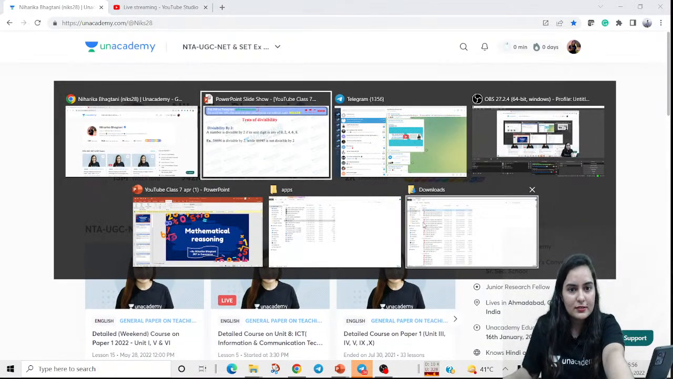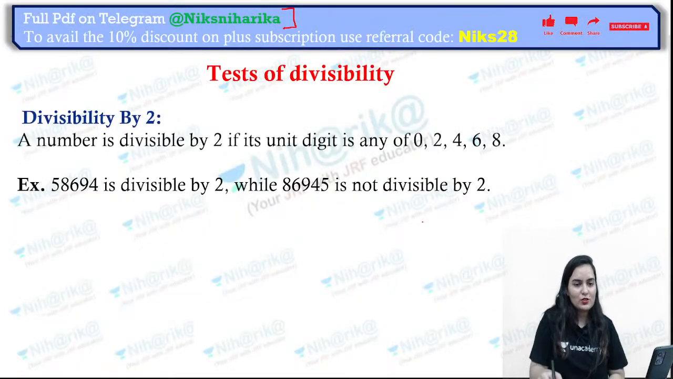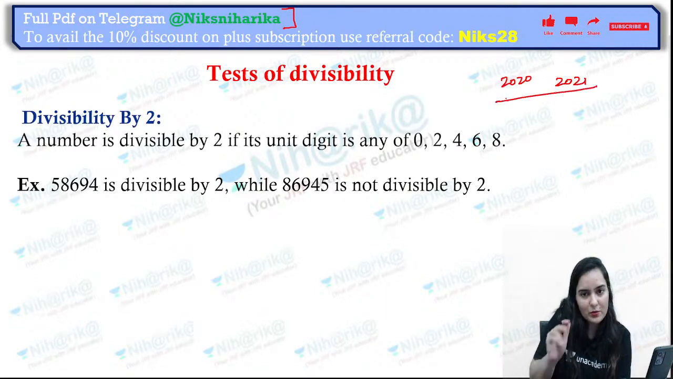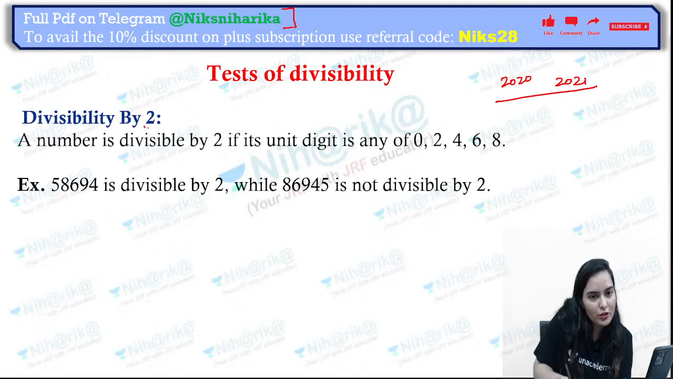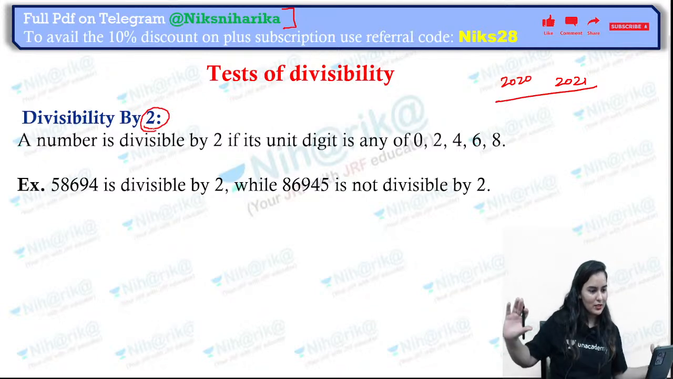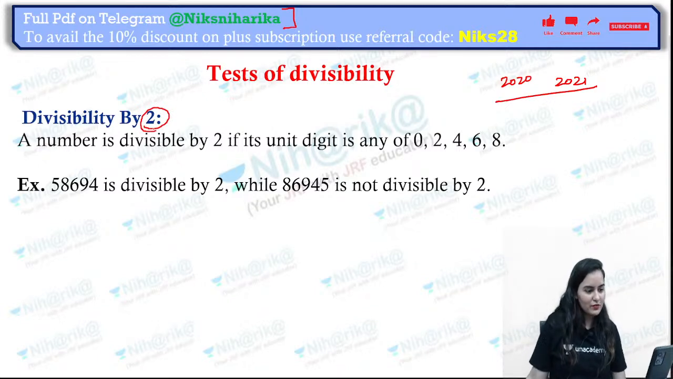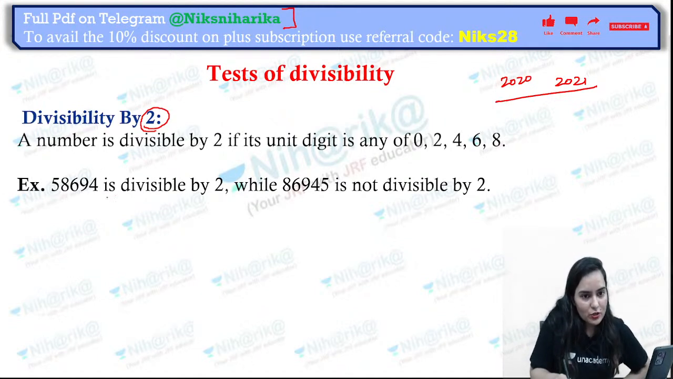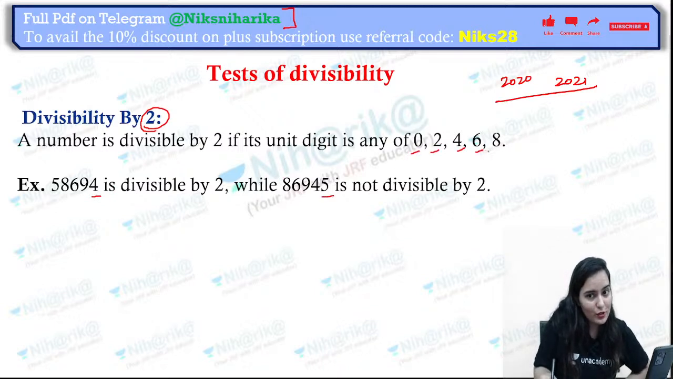Let's get started with our test of divisibility. Till now in 2020 also and in 2021 also, these new types of questions come in which you have to tell that this number is divisible by which number. Suppose you want to see if a number is divisible by 2, let's start from the beginning. How will you check? The unit digit of that number should be an even number. It can be 0, 2, 4, 6 or 8.